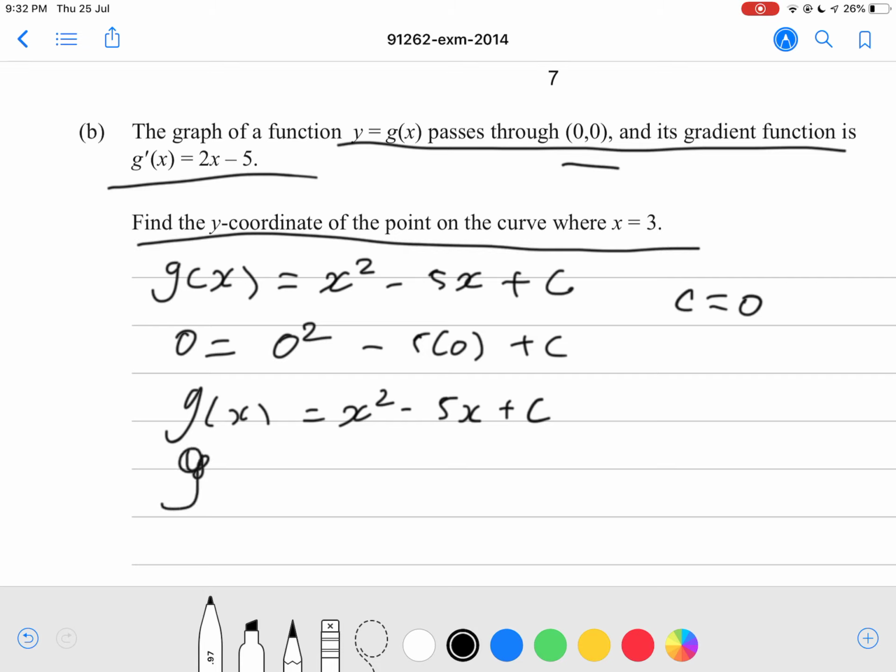So now all we need to do is to substitute 3 into our formula. And that equals negative 6. Again, that's only just an achieved question.